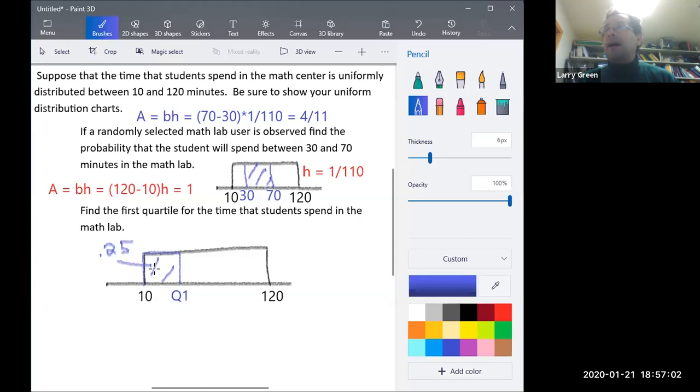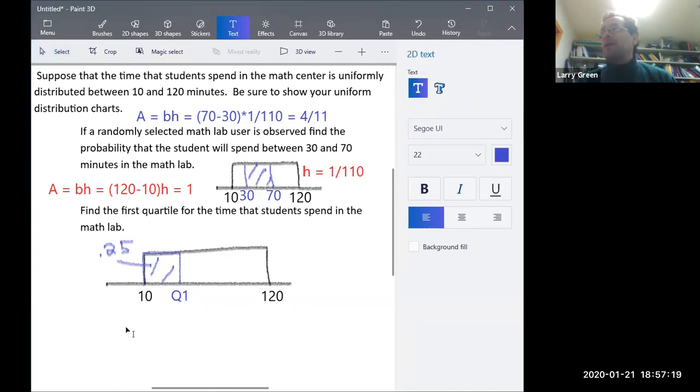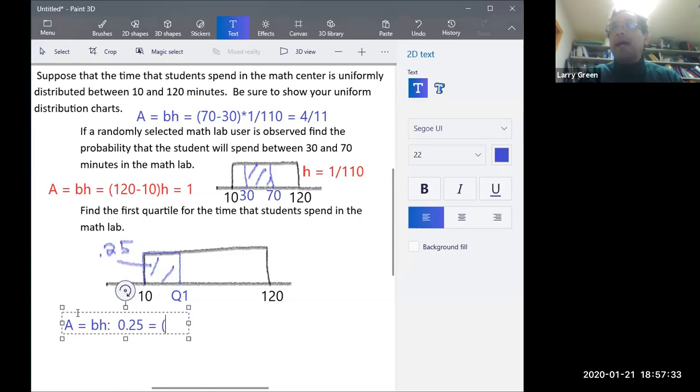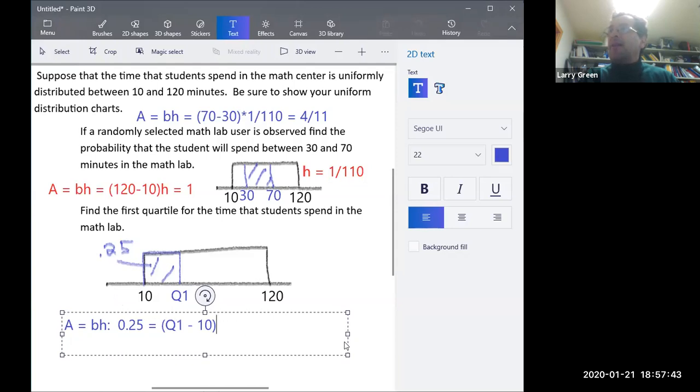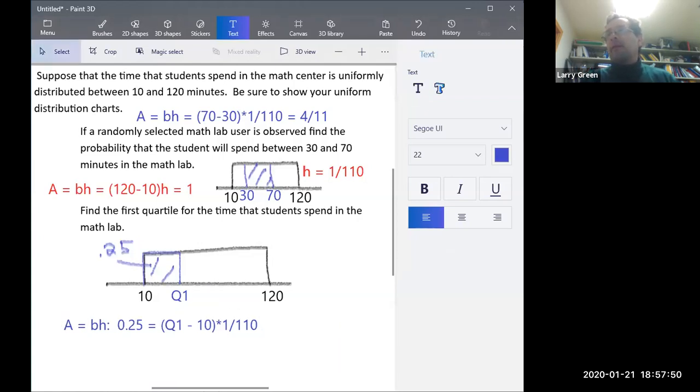Okay, so now it's time to set up the formula, just like I did when I tried to find out the height. Now I'm trying to find out Q1. Okay, it's going to be a little algebra. So what I'm going to do now is do area is base times height, just like before. And what that means is the area is 0.25. The base, we don't know exactly what the base is, but it's Q1 minus 10. The height was 1 over 110. Any questions on that?